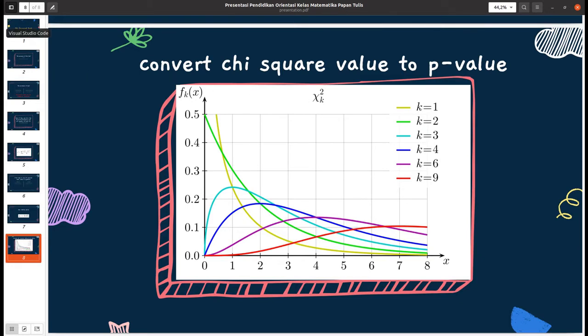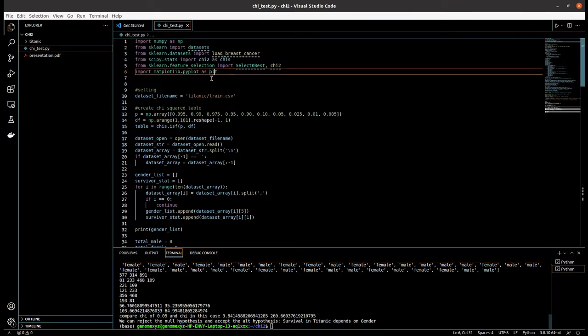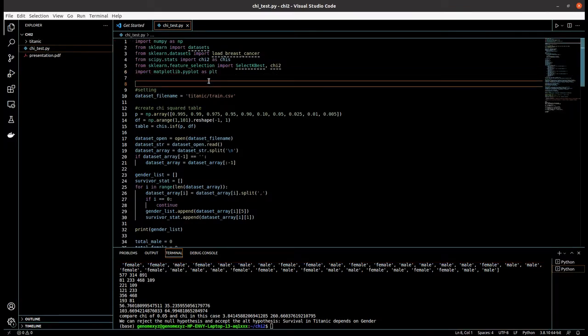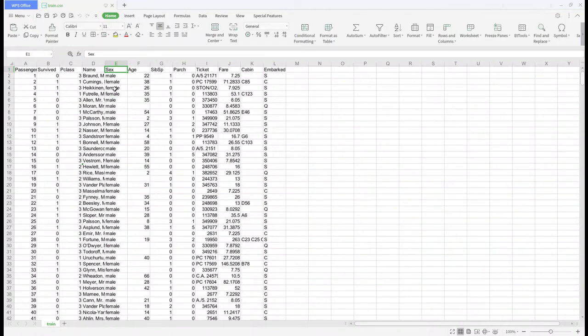Now let's practice with a more complicated example. In this script, I use the chi-square test to ask a question. Here I have Titanic survivor data. There's a passenger ID, and this is the survival status, 0 for die and 1 for survive. This is the name, sex, age, and etc.